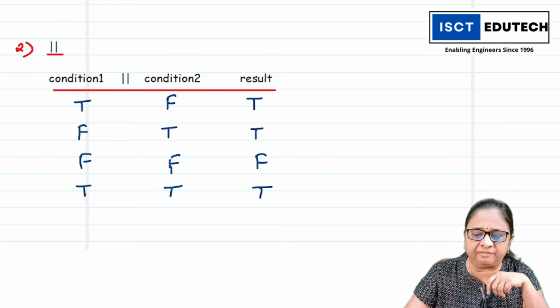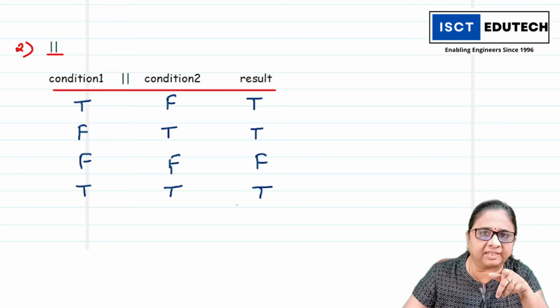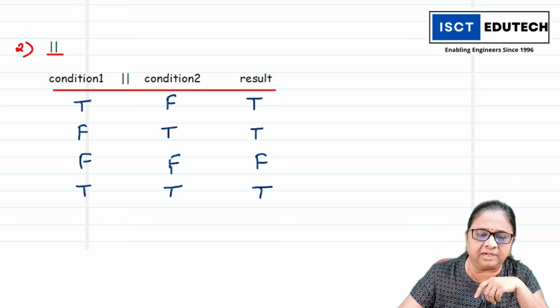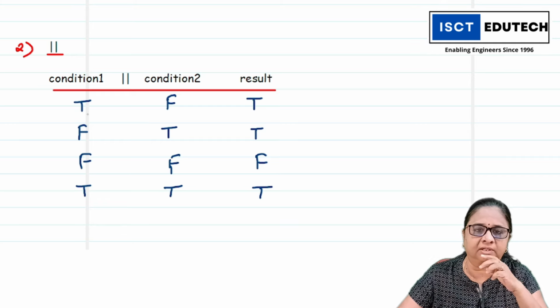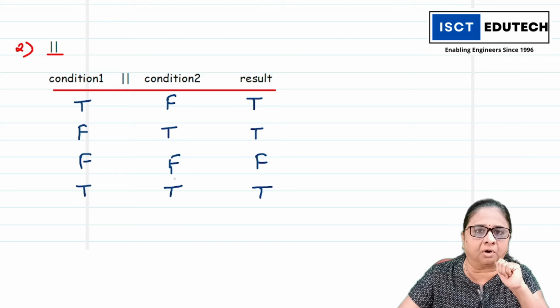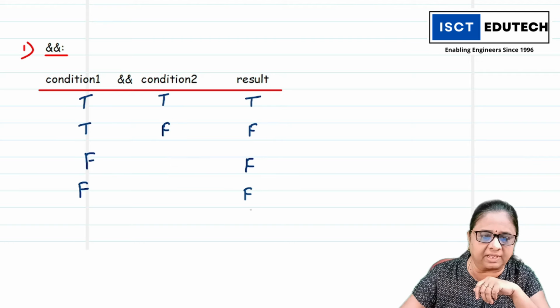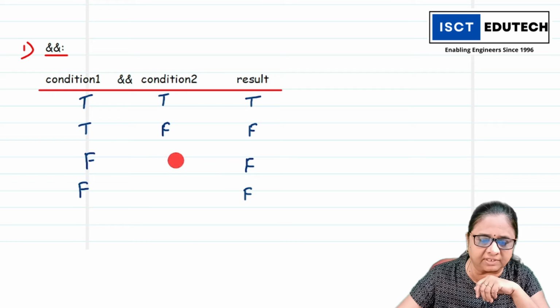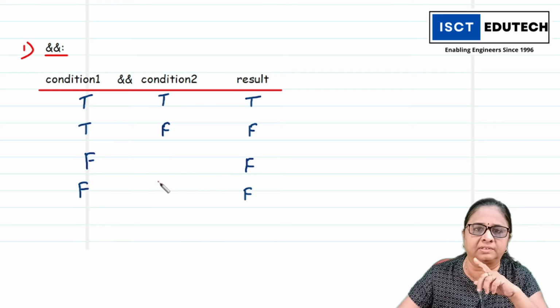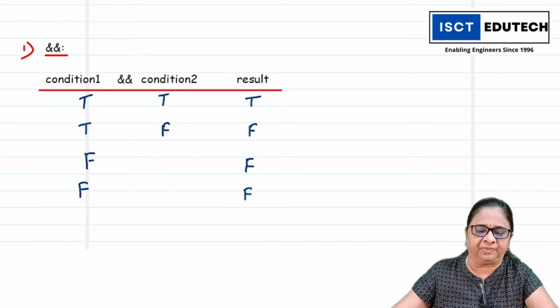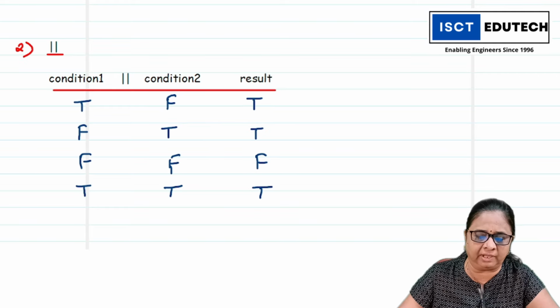In fact, this behavior of not checking the second condition if the first condition is true is known as the short circuit behavior of the OR operator. Similarly, with the AND operator, if one condition is false, it will not bother to check the second one because if one is false, it will directly go to false. So this is known as the short circuit behavior of the AND operator. Okay, now this is how we evaluate the logical operators.